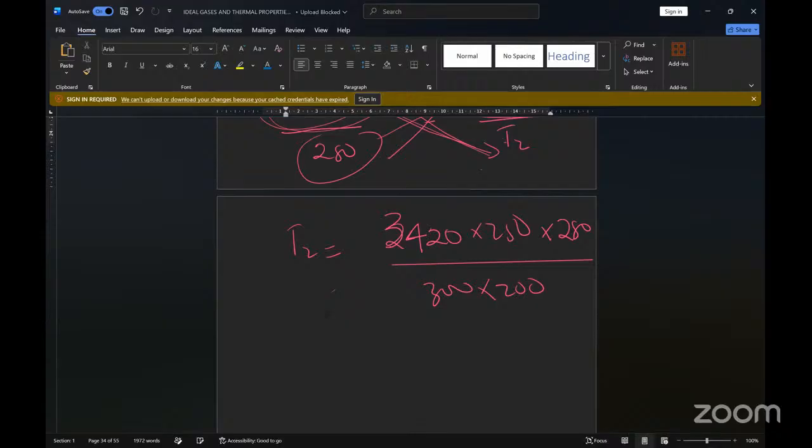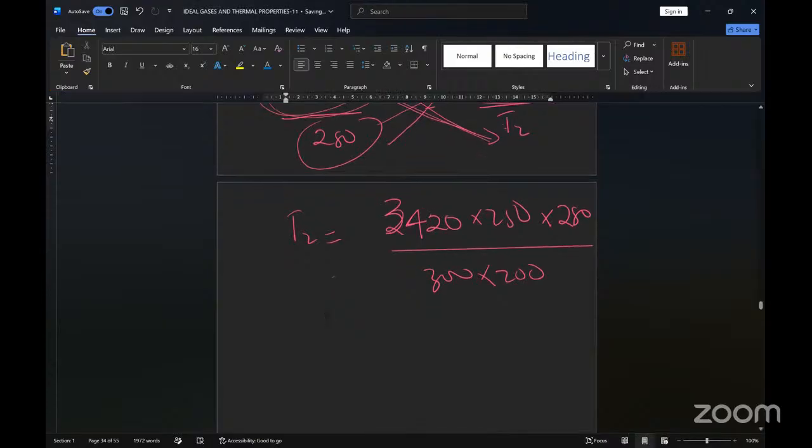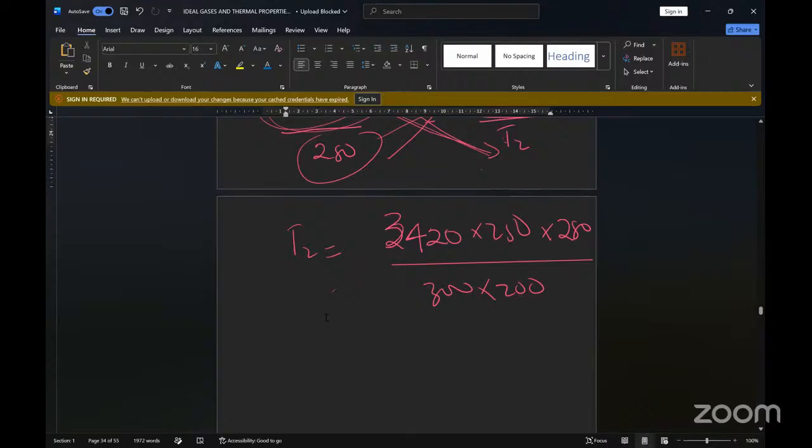So with my calculator, I'm going to write 3420 times 250 times 280. And then, yeah, the values are big. Okay, so let's write it there. This is 2394, and how many zeros? 1, 2, 3, 4, 5. So 1, 2, 3, 4, 5. Divided by this one.